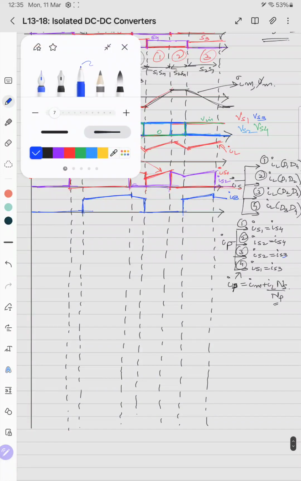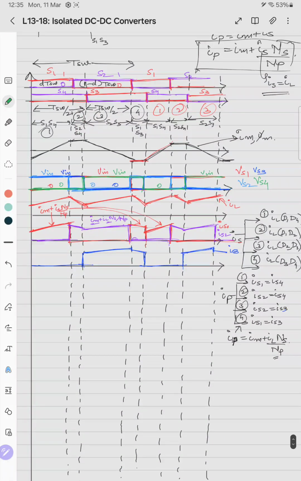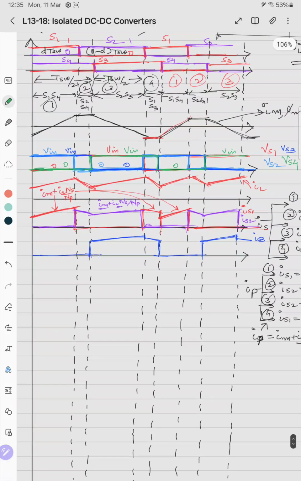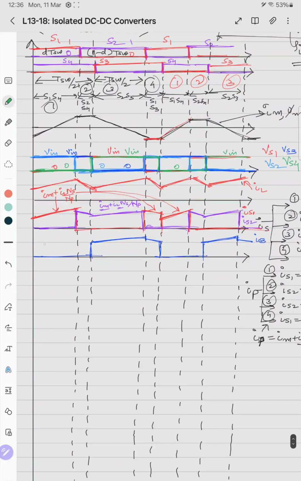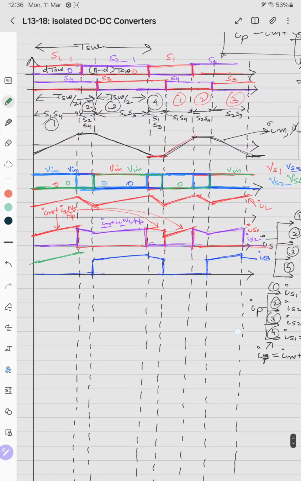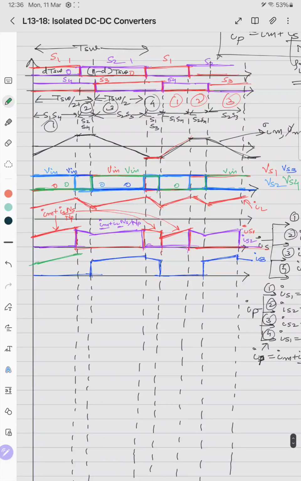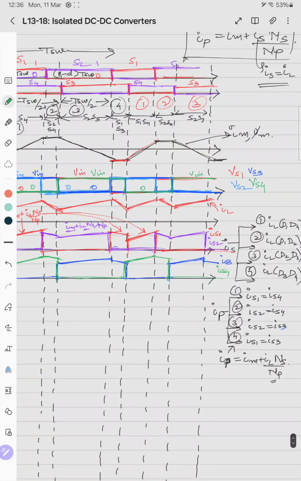And lastly IS4. IS4 appears in case 1 and 2 only. So in case 1, Im is rising slope and IL is also rising slope, so it will be like this. In case 2, also we have to add. Case 2, Im is flat top and IL is falling, so it will be slightly negative slope. This is IS4.